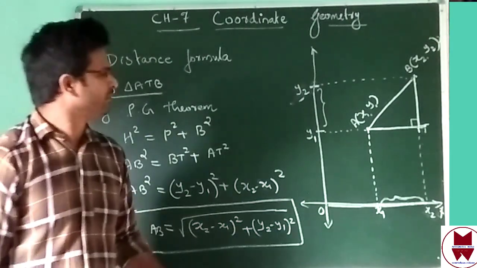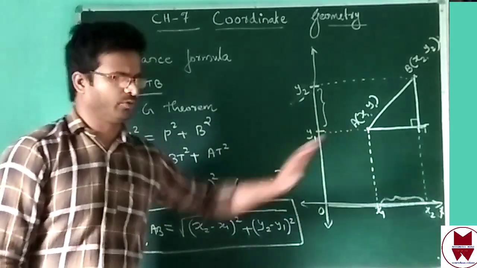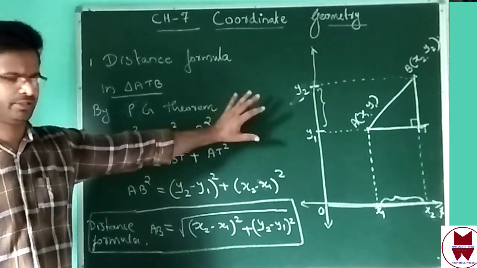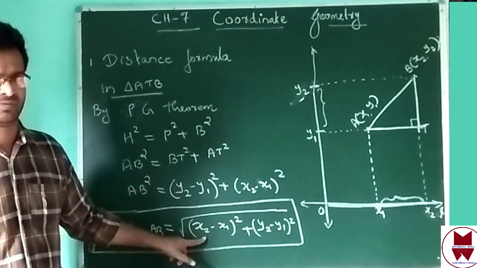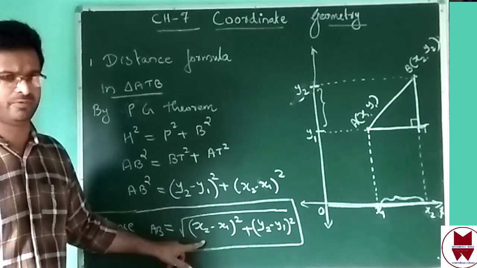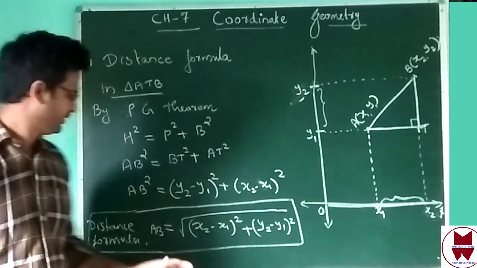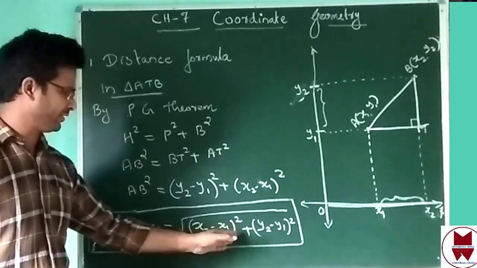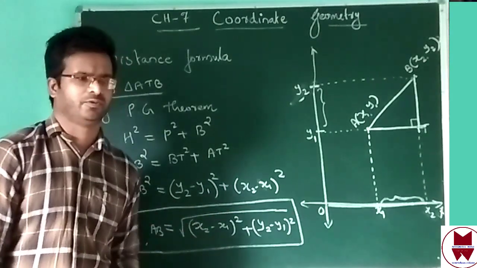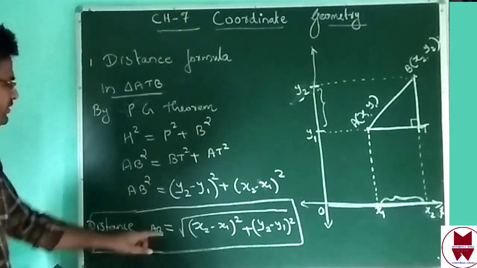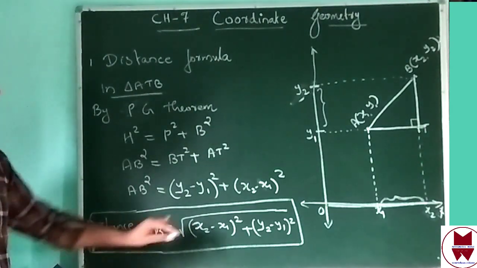Then students, this part you can write in your notebook, but no need to study it by heart. Only study this formula. We will use this formula only for solving all the problems. AB equals square root of x2 minus x1 all square plus y2 minus y1 all square. This is the main formula, the distance formula. Study that formula by heart.